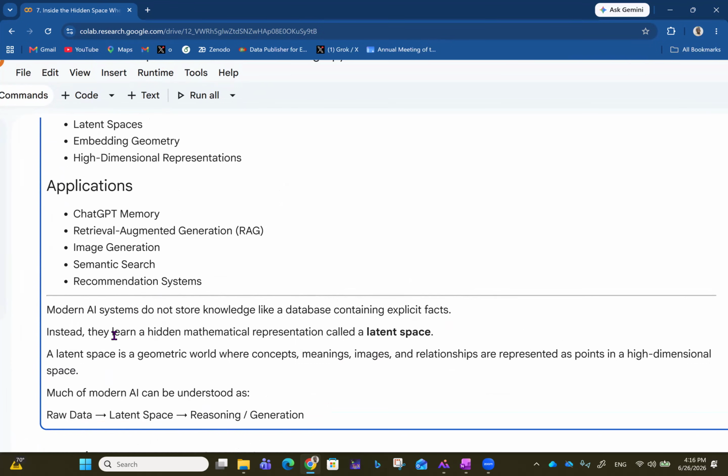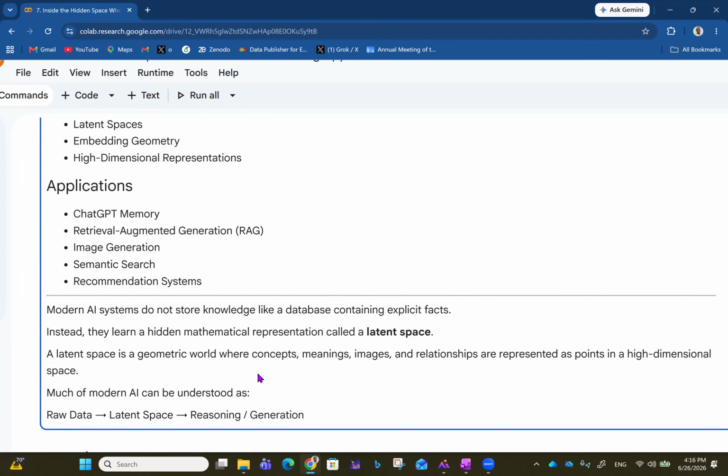So instead, they learn a hidden mathematical representation called the latent space. A latent space then is a geometric world where concepts, meanings, images, and relationships are represented as points in a high dimensional space. Don't forget from previous videos, we already established that computers, machines do not understand human language, but the way we are able to make them understand human language is to assign dimensions, vectors to each sentence, each word, each token, right? And then the computer can understand that.